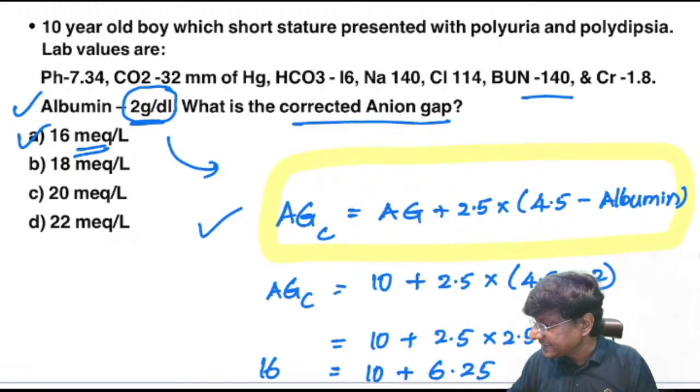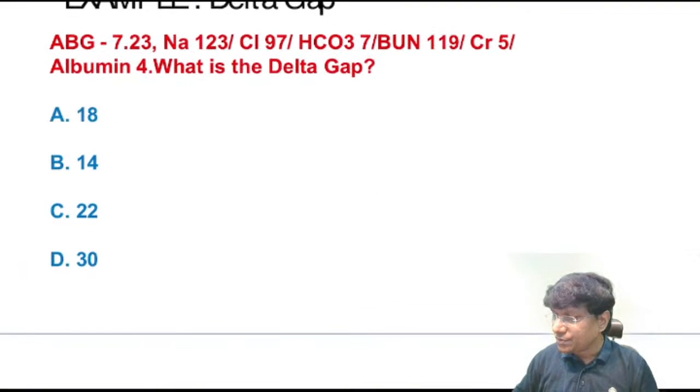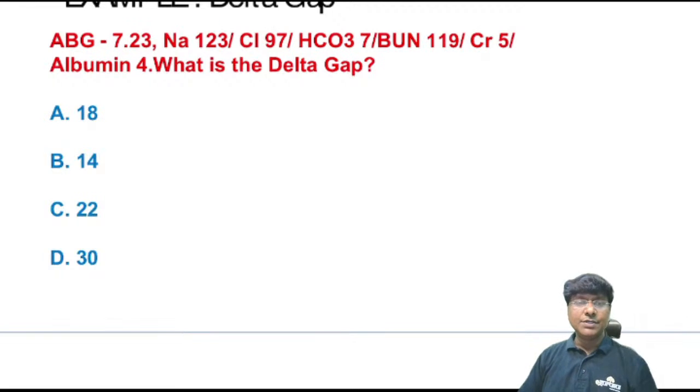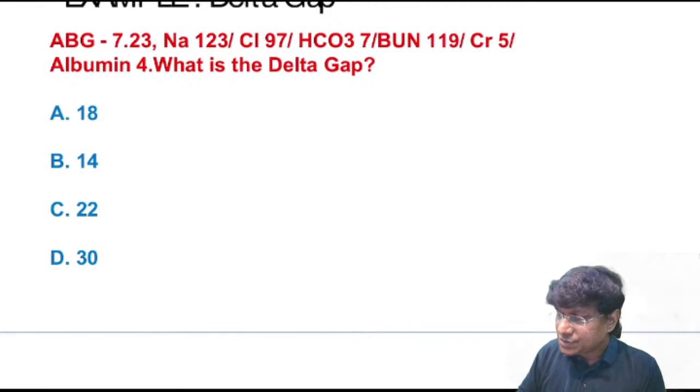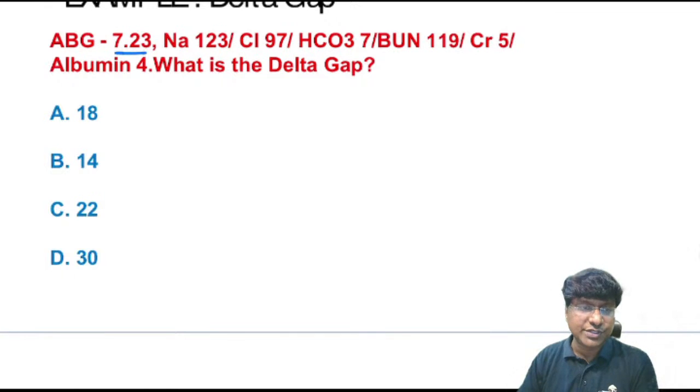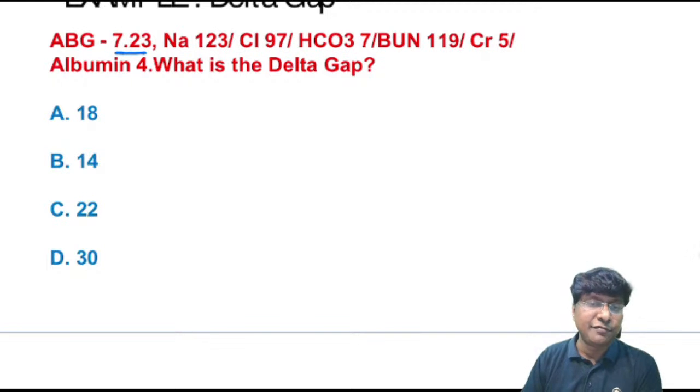Now, after having discussed the anion gap and corrected anion gap, the next thing that you need to know is about the delta gap. So you see, this is the ABG of the patient which has been given. The pH is 7.23, sodium 123, chloride 97, bicarbonate 7, blood urea nitrogen 119, creatinine 5, albumin 4. What is the delta gap of the patient?